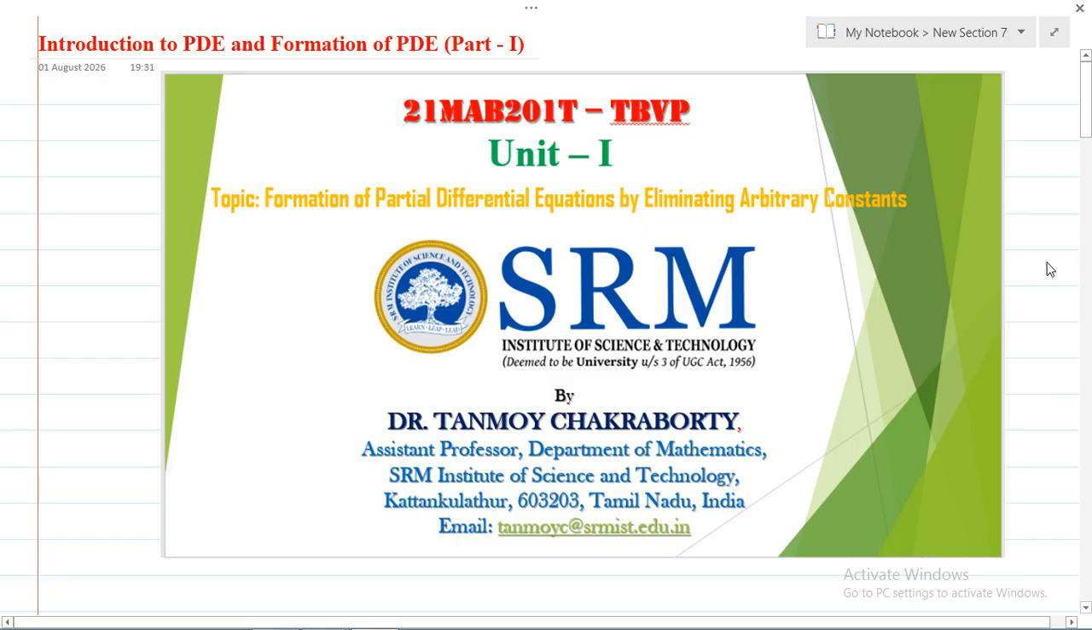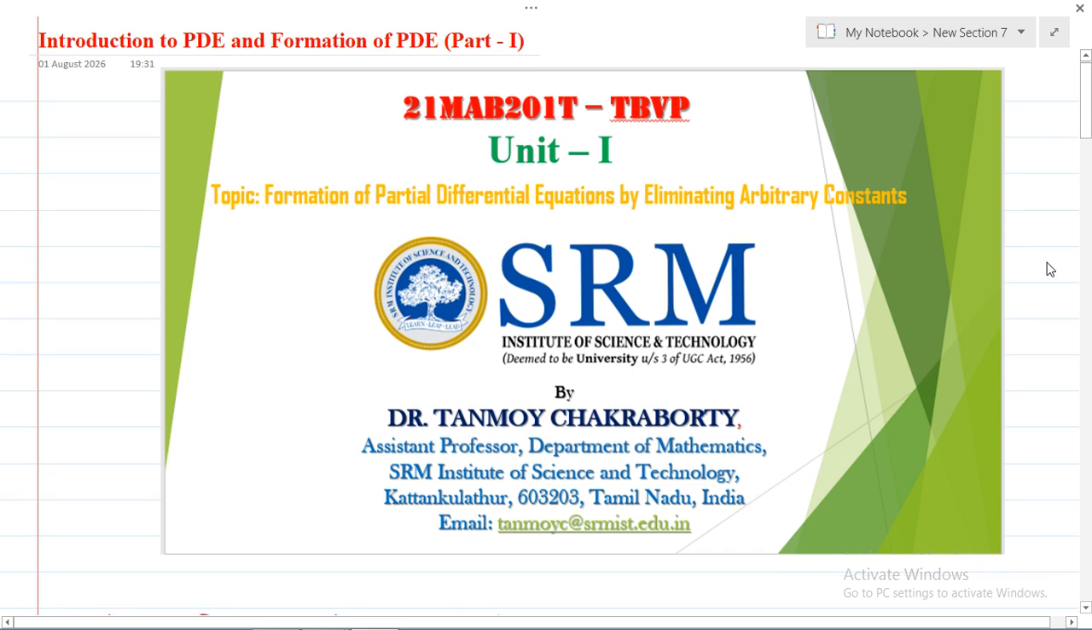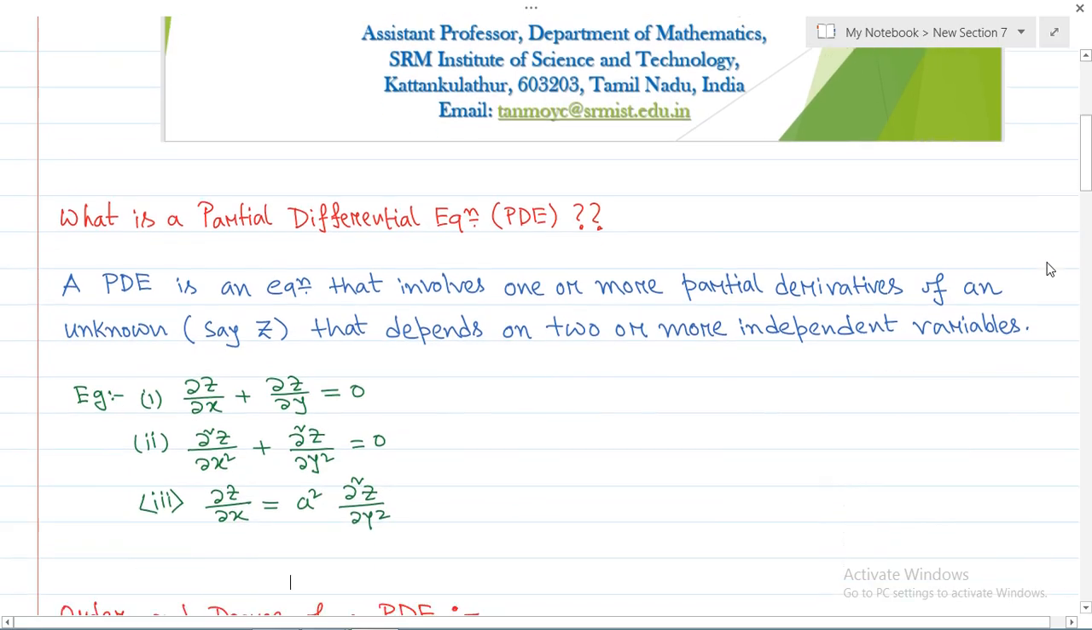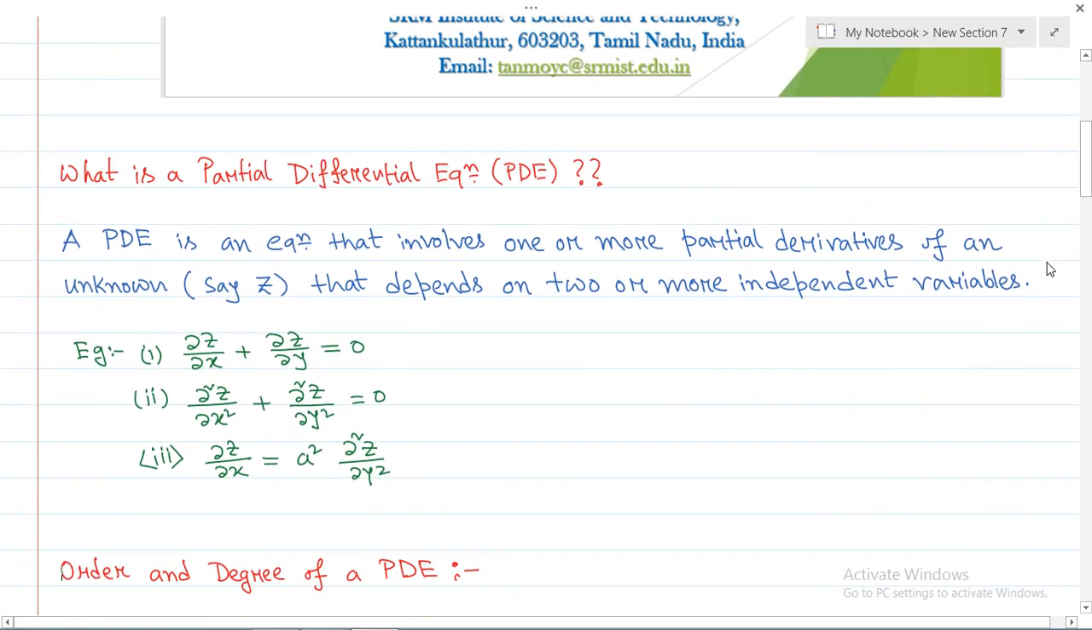Before we start this topic, we need to know some basic things about the partial differential equation, that is its definition, its characteristics, order and degree, and so on. So let us start today's discussion.